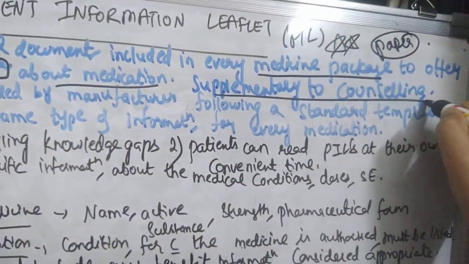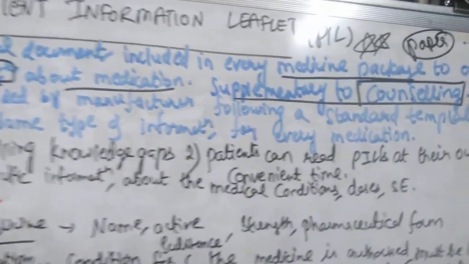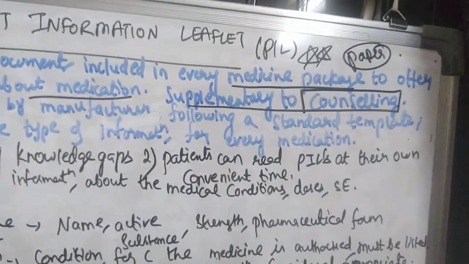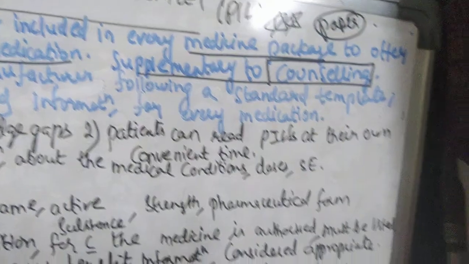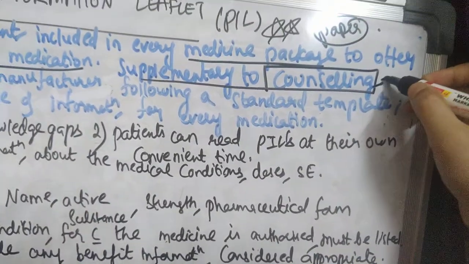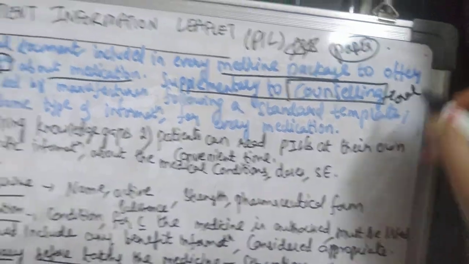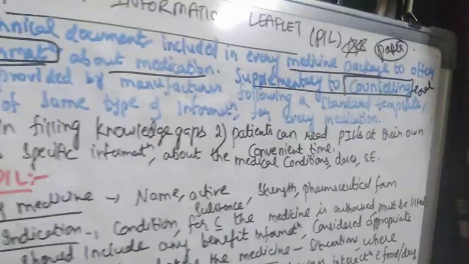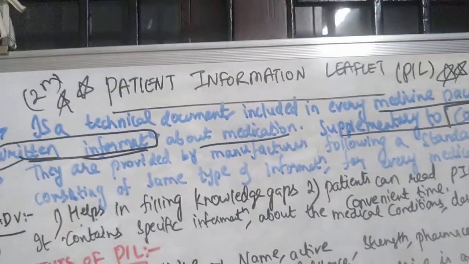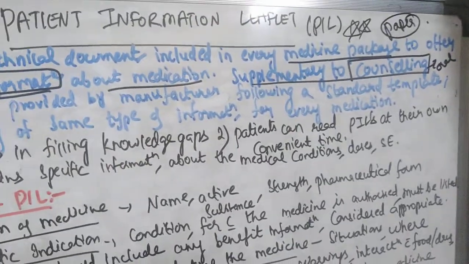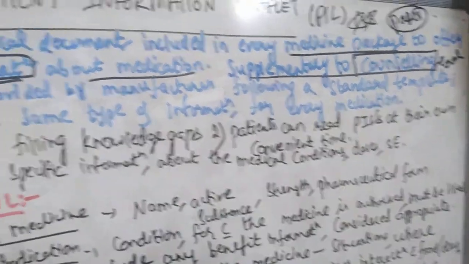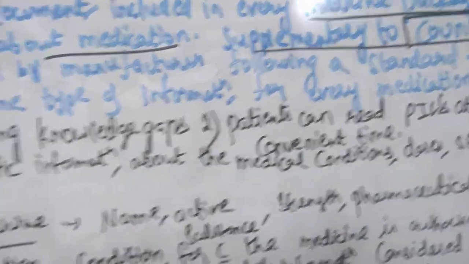So as I've told you, patient counseling, right, they are supplementary, which means extra, an addition. Why are they acting as an addition to counseling? Because in counseling you will get all the information you need from the pharmacist. He will tell you orally also, and he will supplement that information. That information is supplemented with your PIL, which is included in every medicine package. So it acts as a supplementary to counseling.